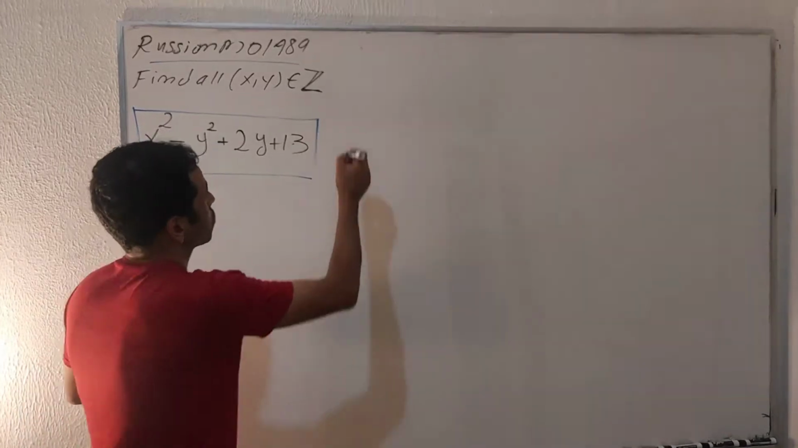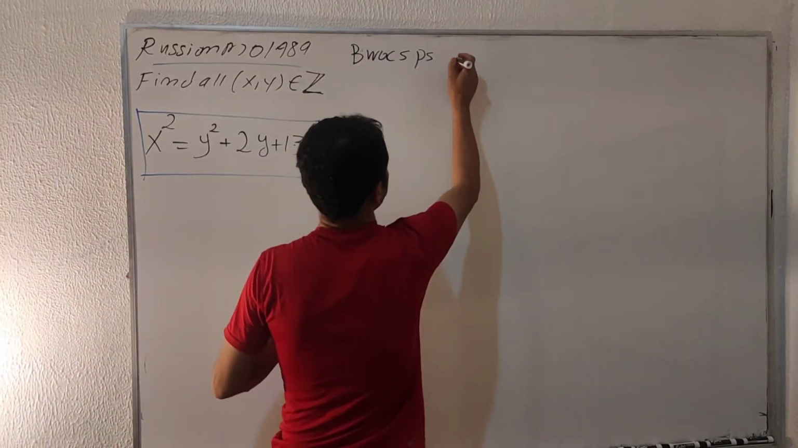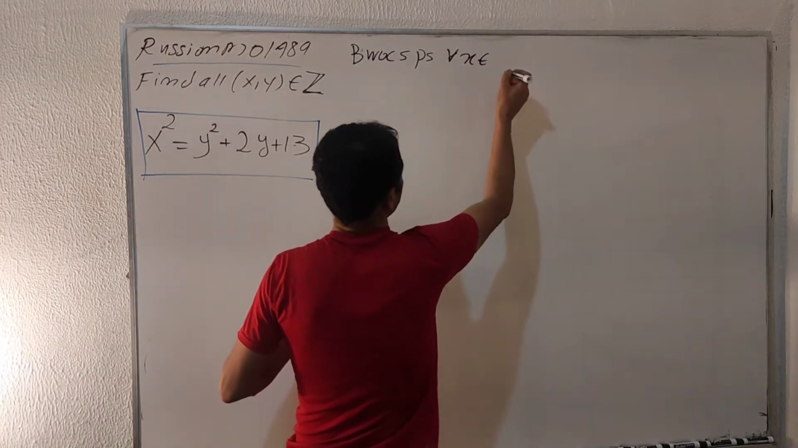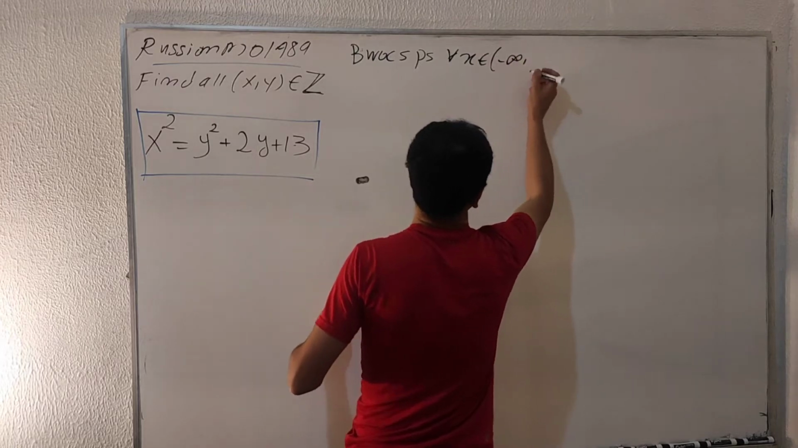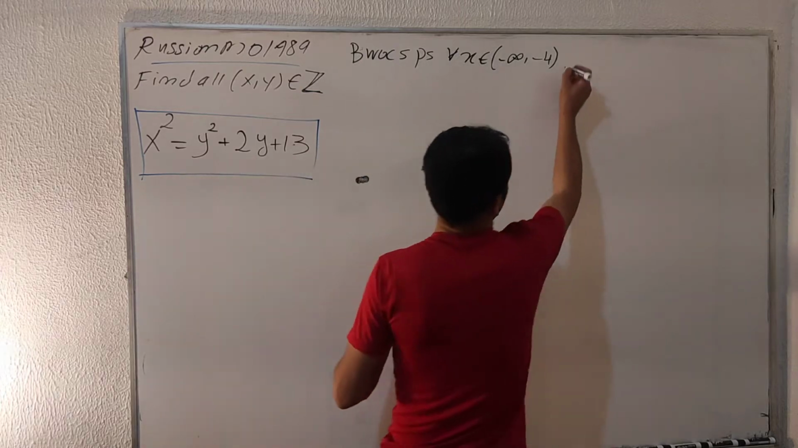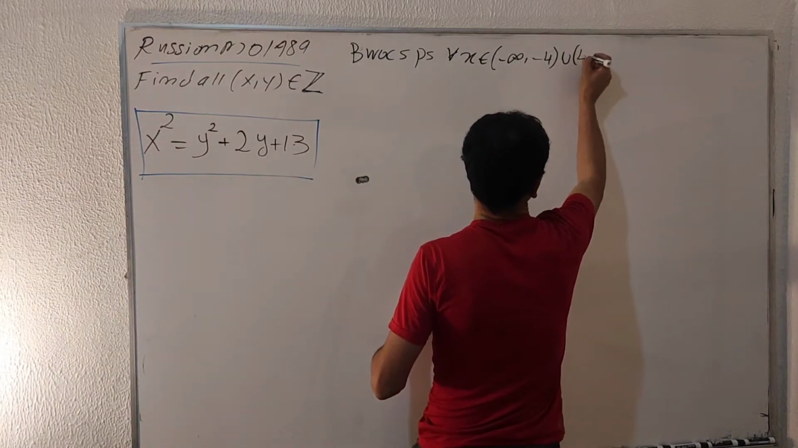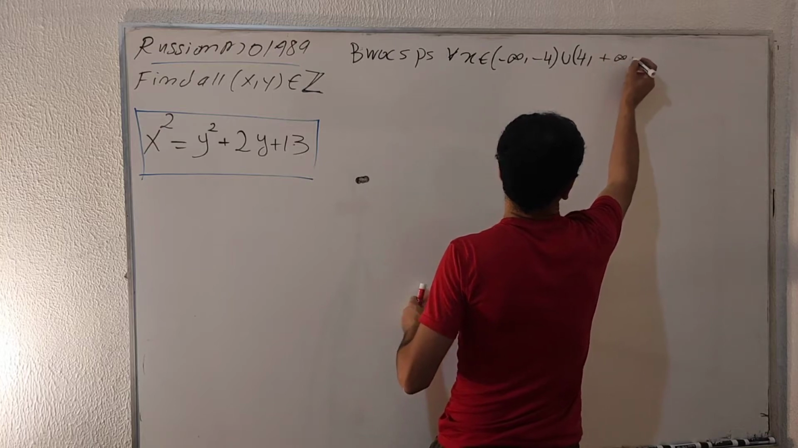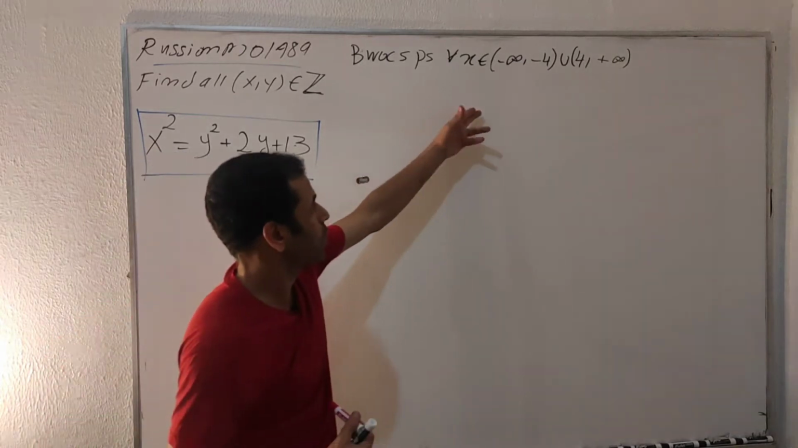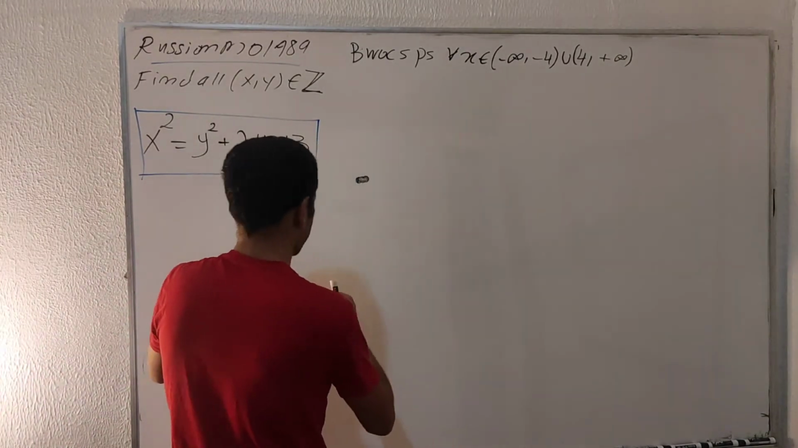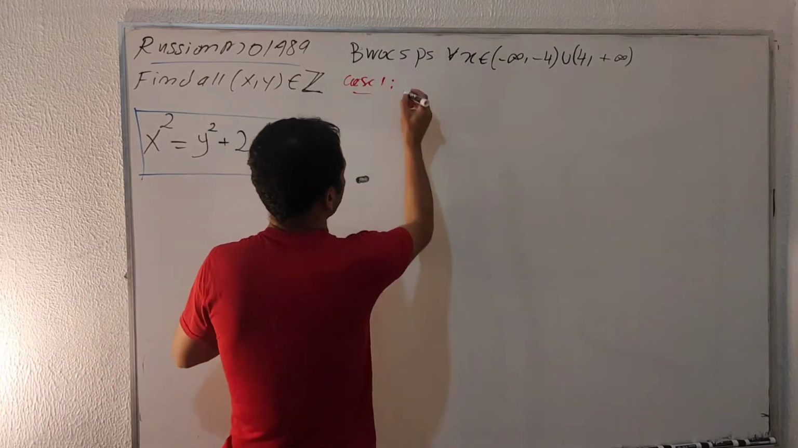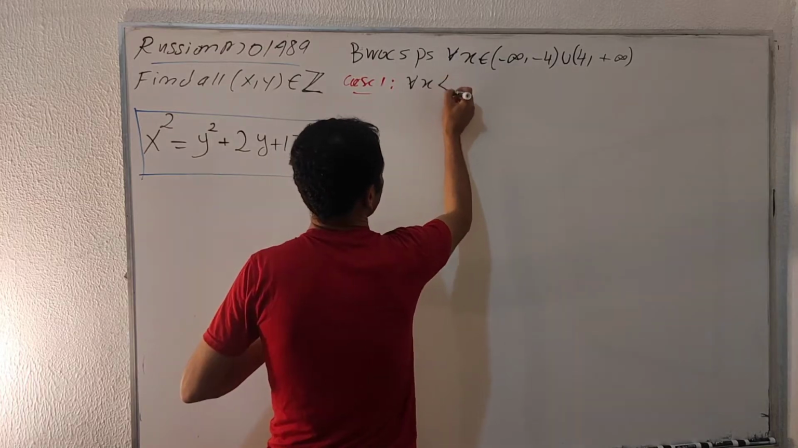So by way of contradiction, let's take x in this interval: minus infinity to minus 4, not including minus 4, union 4, not included, up to infinity. At this moment I'm going to divide this into two cases. The first case, case number 1, for all x strictly inferior to minus 4.